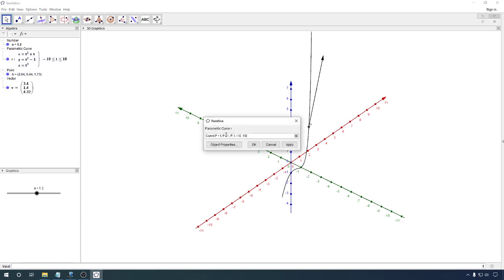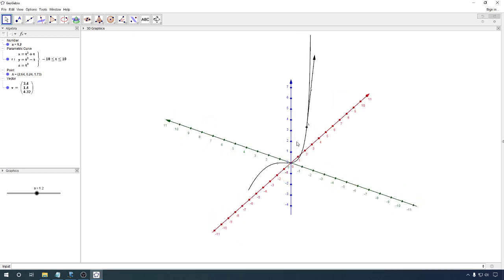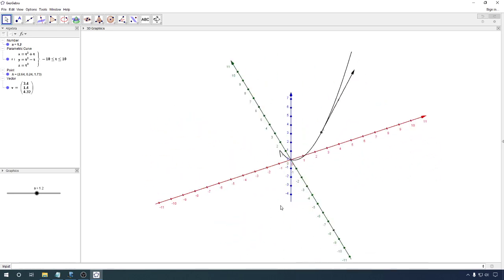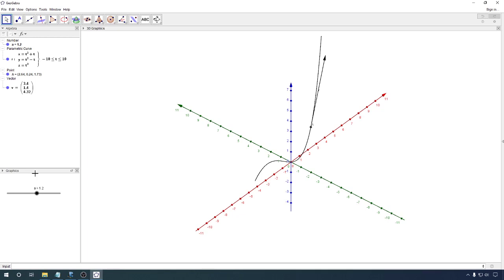Okay, I see what went wrong. When I initially defined my parametric curve, this should have been t squared minus t, not t squared minus 1. There we go. That's better. So now our curve actually looks a little bit nicer. And our velocity vector does point along the curve in the direction that the curve is moving.